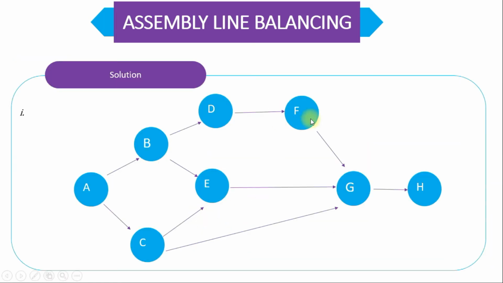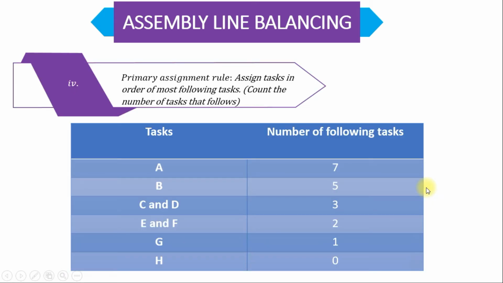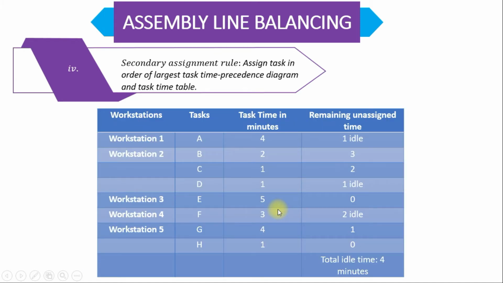Then we move on to E and F. F has 1, 2. E also has 1, 2. Another tie. Then G has one task following it, which is H. H doesn't have any task following it. So that is the order using the primary rule. We need to come up with a secondary rule that breaks these two ties.